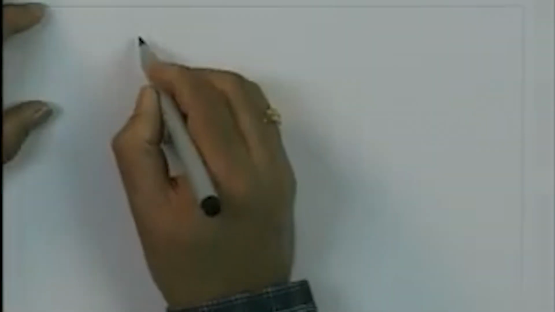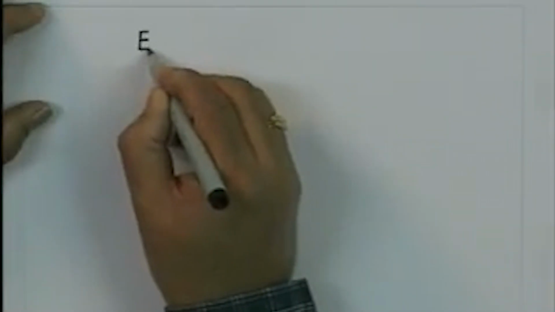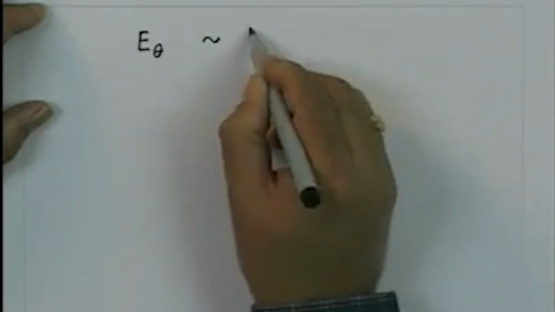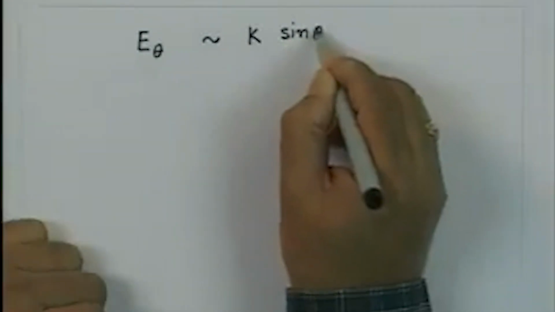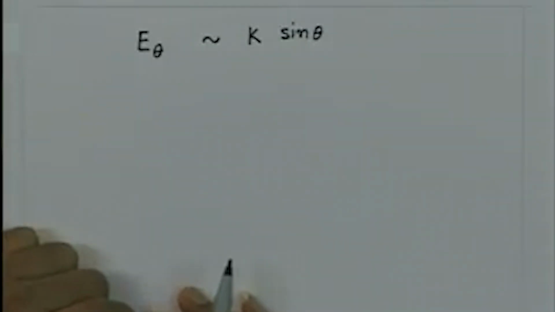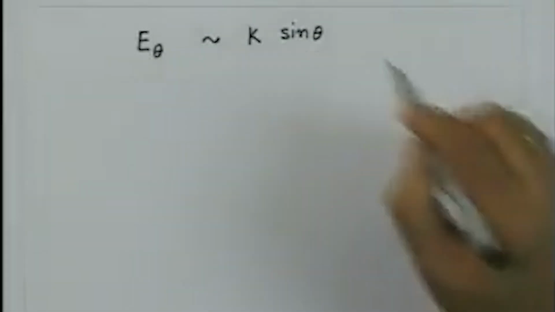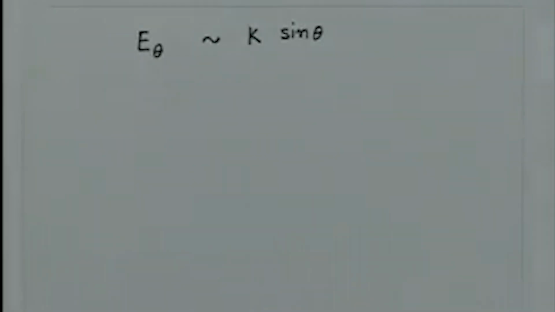So essentially we have a variation for the electric field, E theta, that varies as some constant which includes all those factors like current, length of the dipole, the wavelength and so on, and a variation which is sine of theta. So note the variation of this field in the theta plane is sine theta.